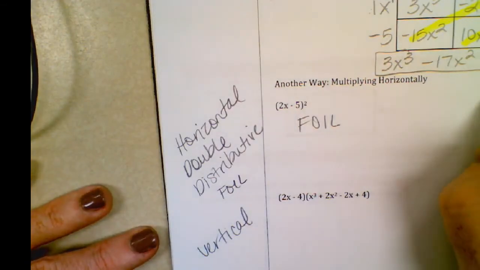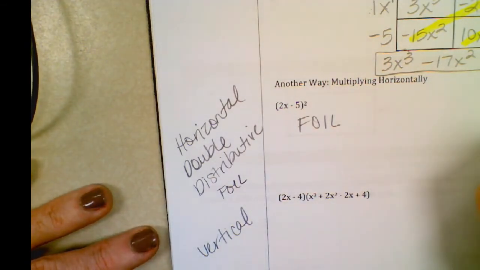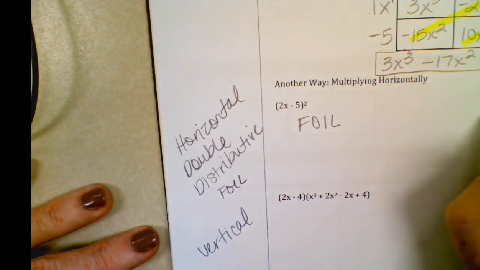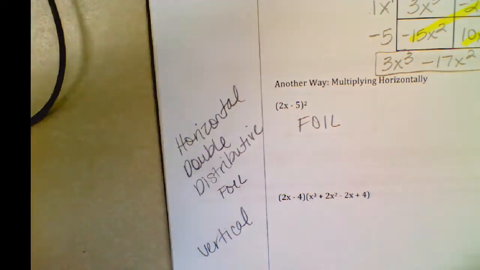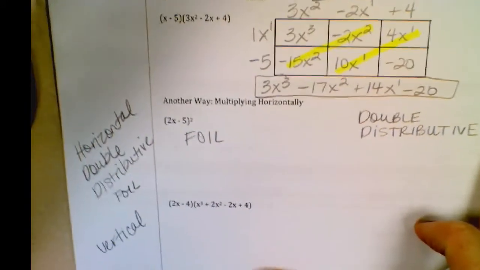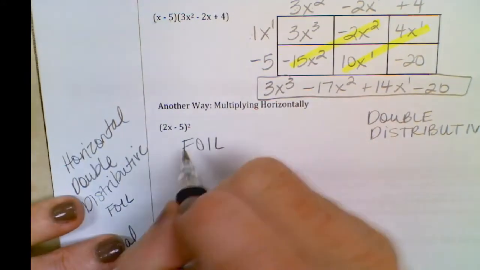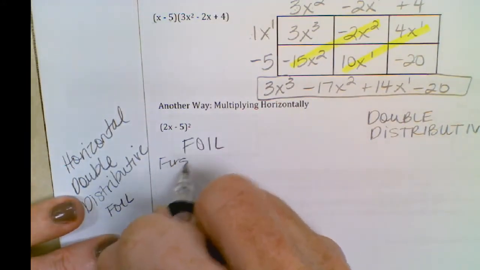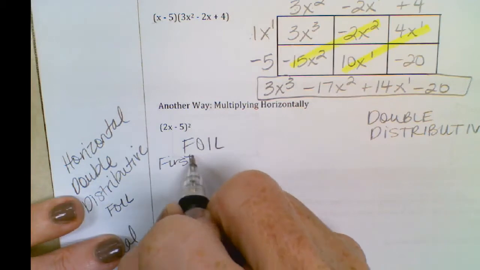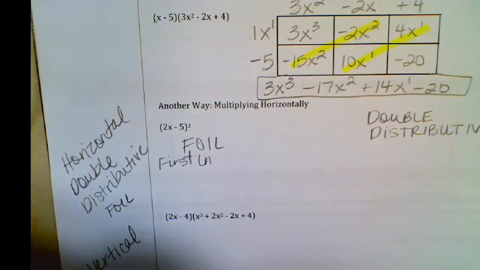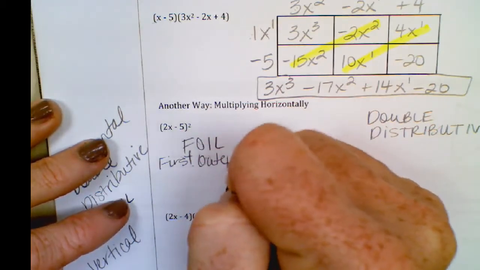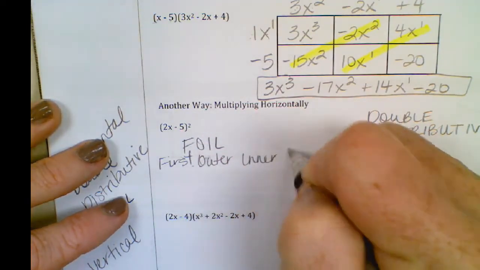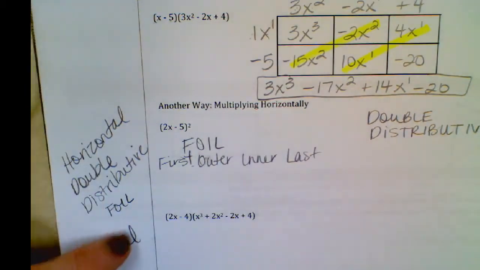I will tell you that I don't really care for FOIL. I think more mistakes get made with FOIL than need be, and the other methods are a little bit more linear and organized and tend to eliminate those mistakes. So FOIL stands for first, outer, inner, and last, meaning the terms that you're dealing with.